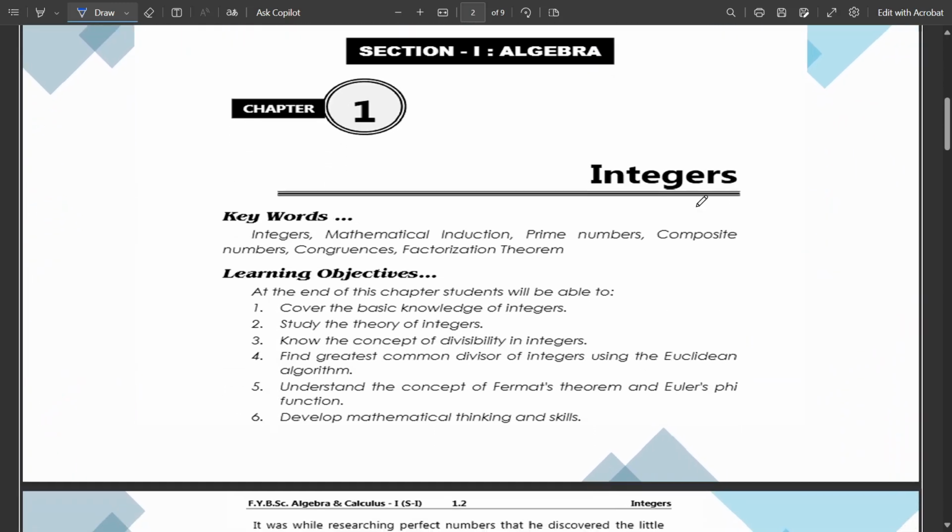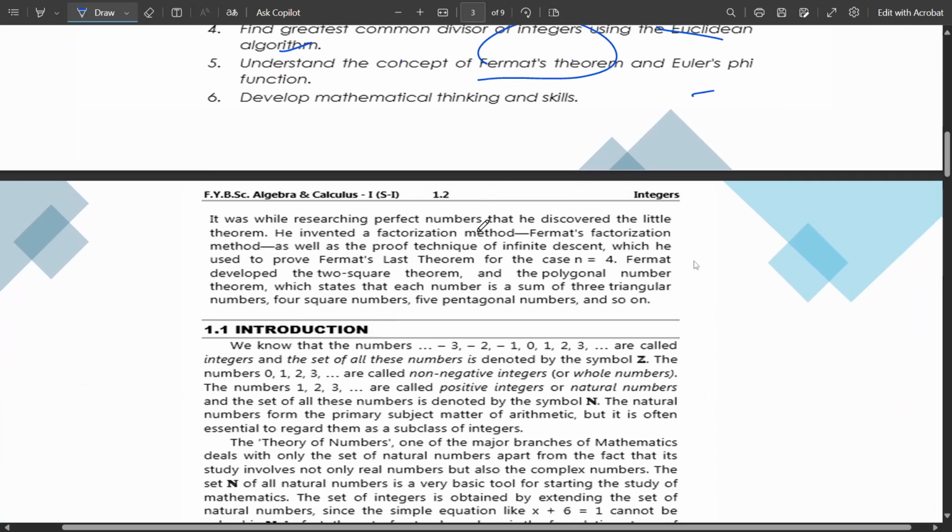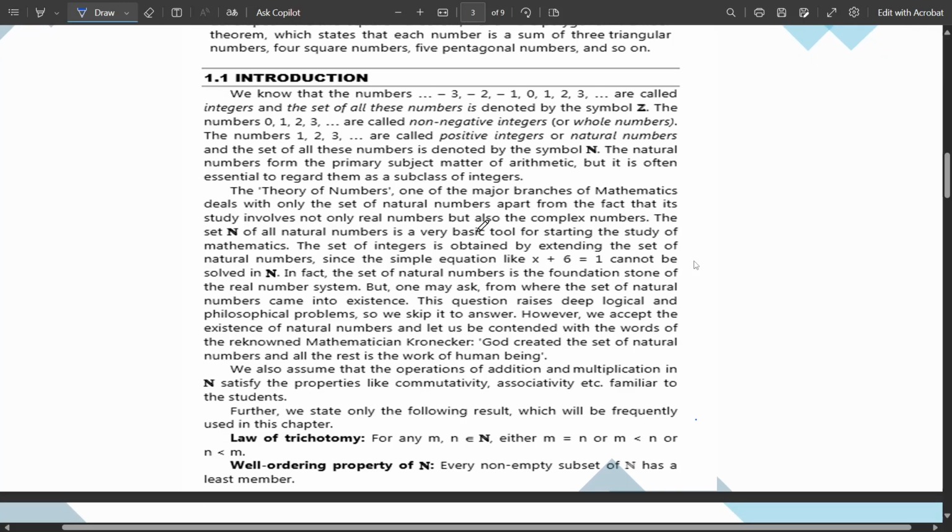Okay. So in the first chapter, guys, these are some learning objectives in which we are going to study the theory of integers, divisibility in integers. After that, the Euclidean algorithm, Euler's phi function and Fermat's theorem, and of course, the first mathematical induction theorem. So let's jump to the main course. Okay. So we have the first introduction.